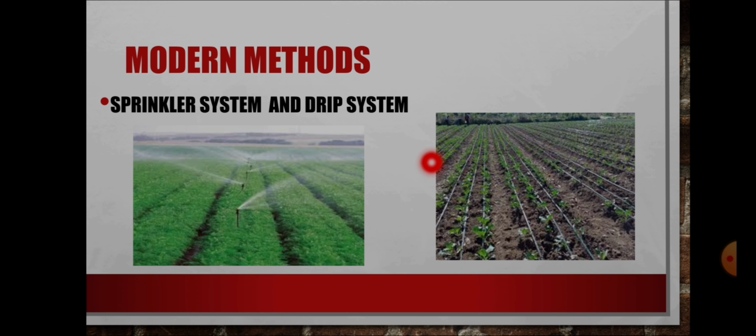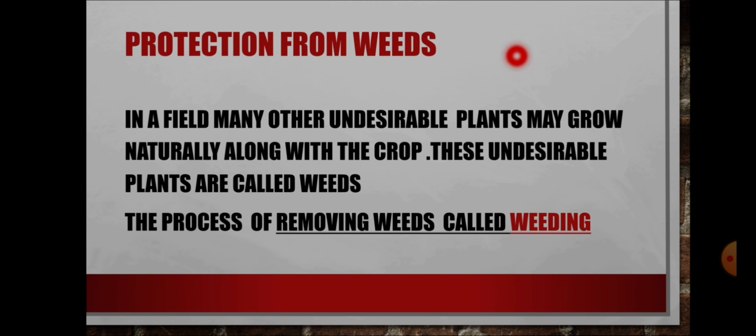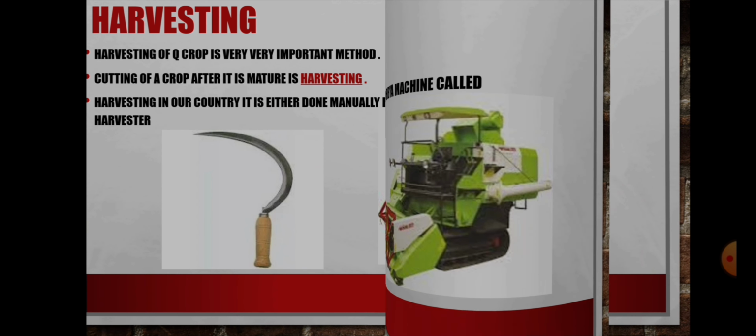Physical labor is not needed here. Only an electrical supply is very important here. Next, protection from weeds. Weeds are nothing but unwanted plants. Next, harvesting. Harvesting is once the crop is matured, the farmers must cut the crop. Either it is done manually or by a machine called a combine harvester, and manually it is done with the help of a sickle. Next.